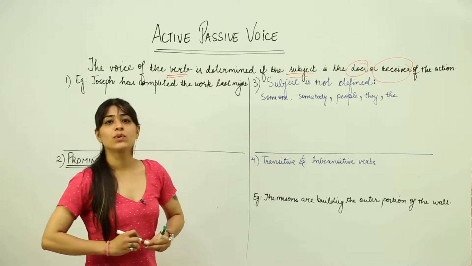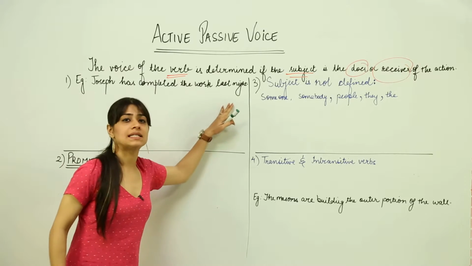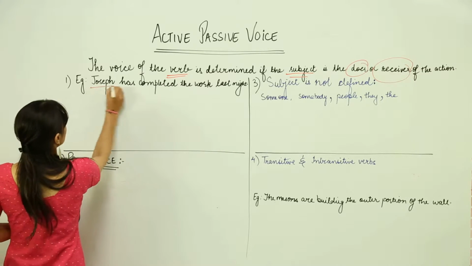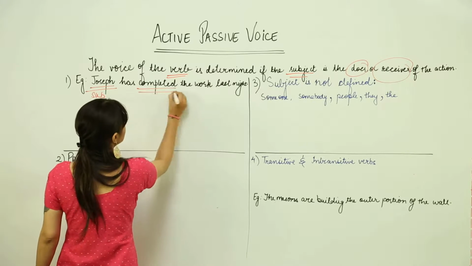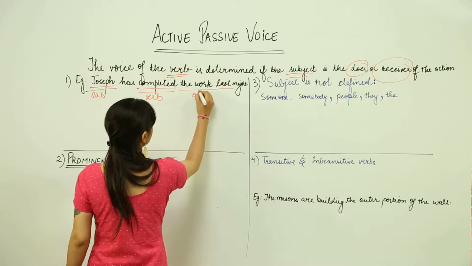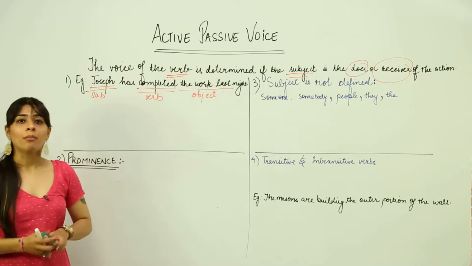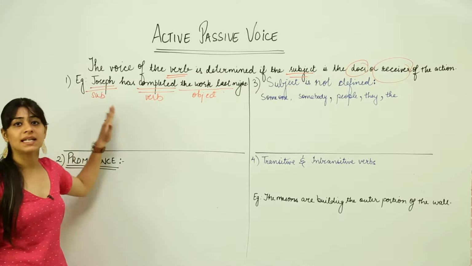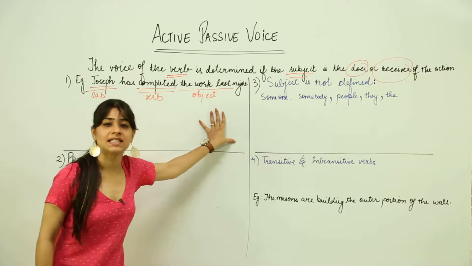Now let's see this with the help of an example. Joseph has completed the work last night. Here, Joseph is the subject, completed is the verb, the work last night is the object. In this case, the prominent thing is the subject in the sentence. For this, the sentence becomes an active voice.